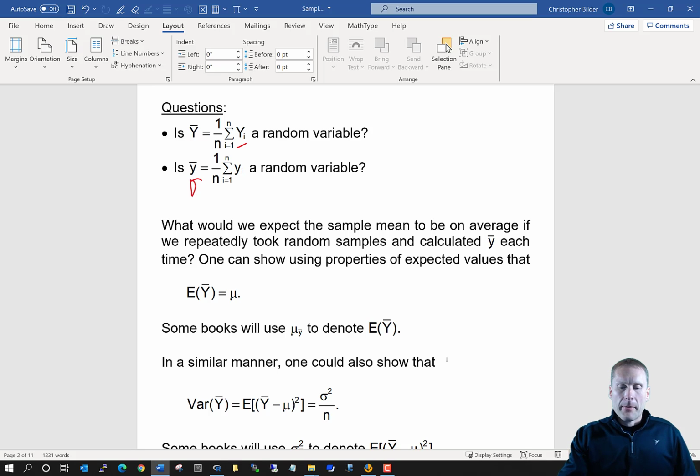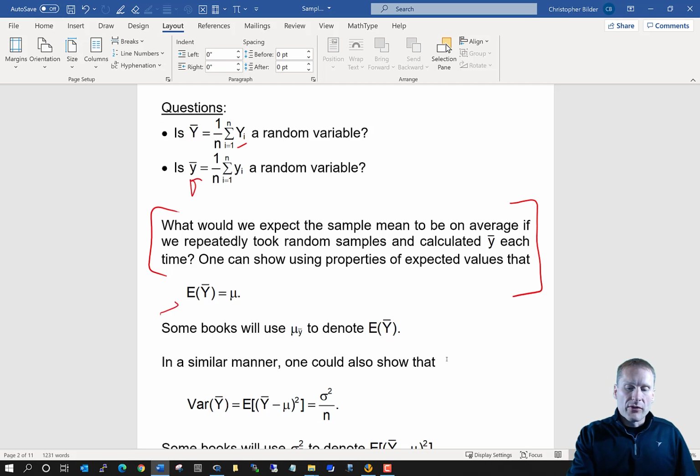Now, what would we expect the sample mean to be on average if we, let's say, repeatedly took random samples of size n from this population, calculating y bar every single time for every single sample? Well, what would we expect that y bar to be on average?